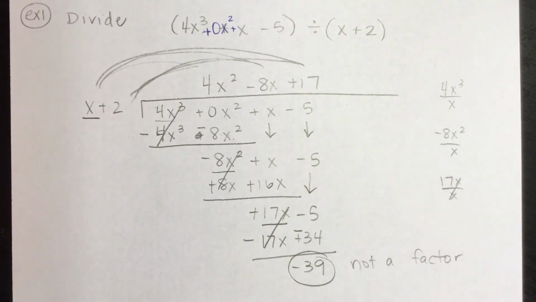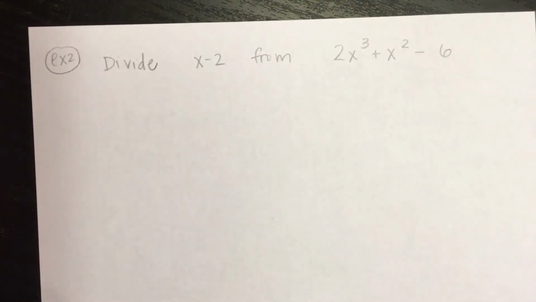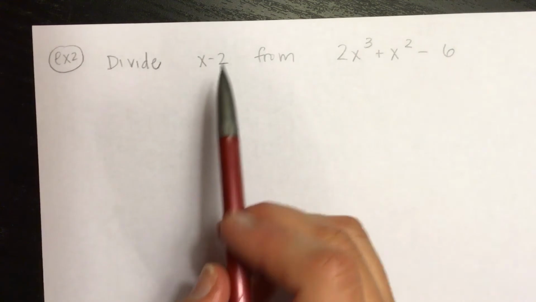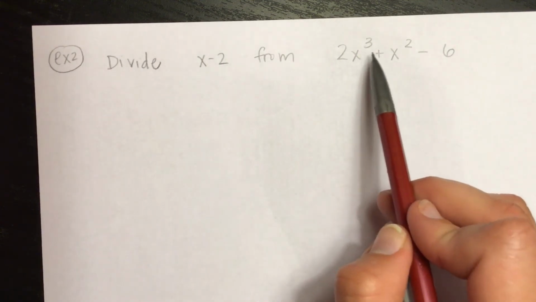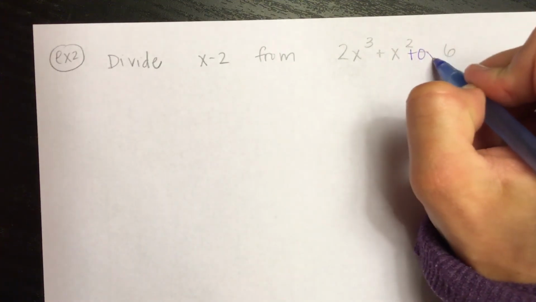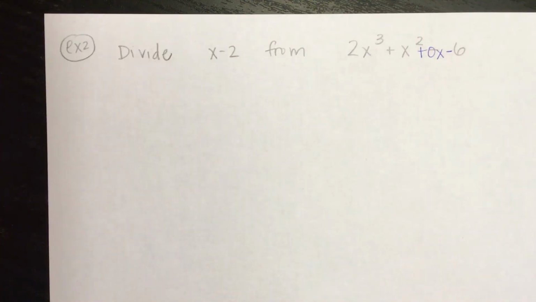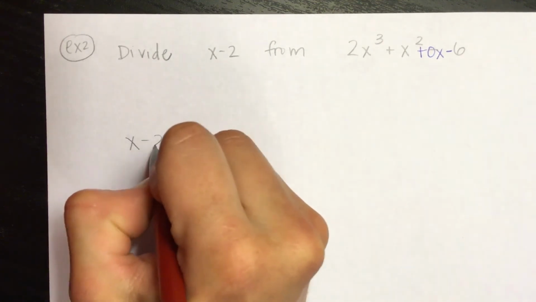So sweet. Let's do one more example just to make sure you've got it. So here I have x minus 2, that one's fine. X cubed, x squared. I'm missing an x term, so I'm going to just add a 0x right in there. And now do your long division.